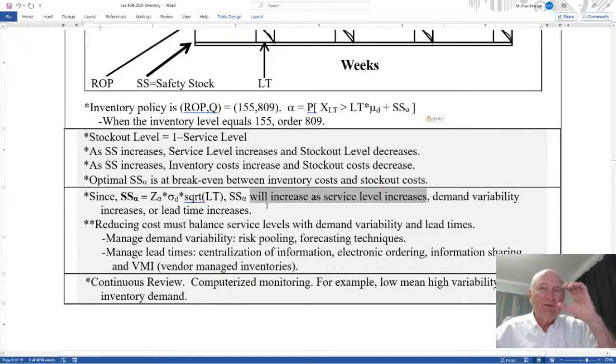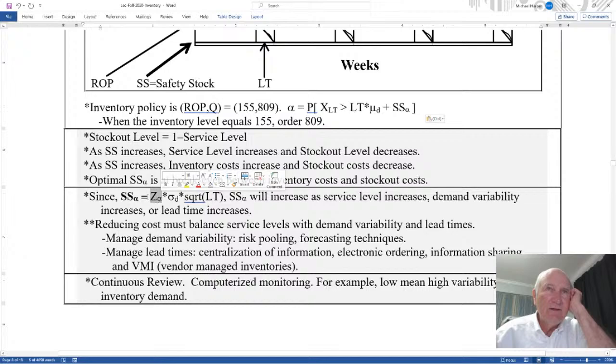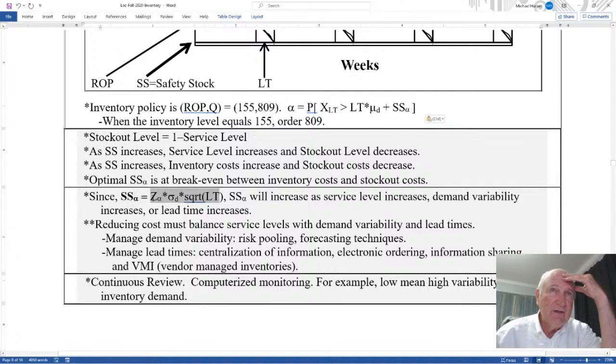Remember that? If the service level increases, then Z increases. And if Z increases, then the safety stock increases. If the lead time increases, if the variability of your demand increases, or if Z increases, which means your service level increases, then the safety stock is going to increase.